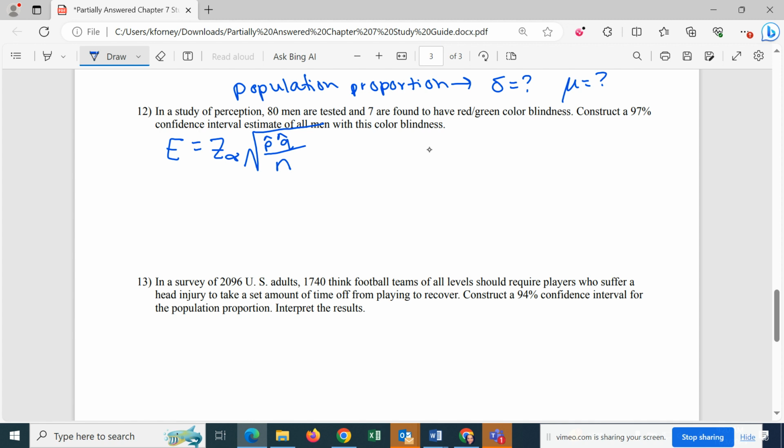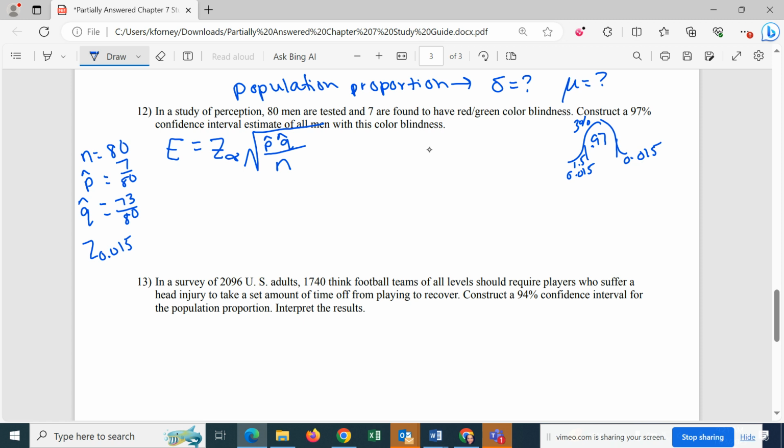So there are 80 men tested, so our n is 80. 7 are found to have red-green color blindness, so that is 7 out of 80. Then how many people do not have red-green color blindness? That would be 73 over 80. So now we just need to find our z-score of 0.015. We do that because there's a 97% confidence interval, and so there's 3% to make up. So this would be 1.5%, which is 0.015.